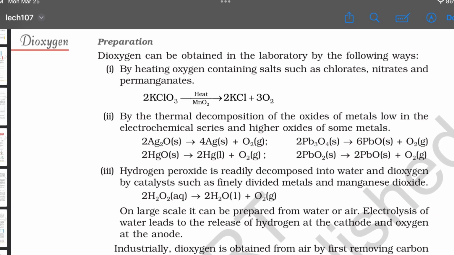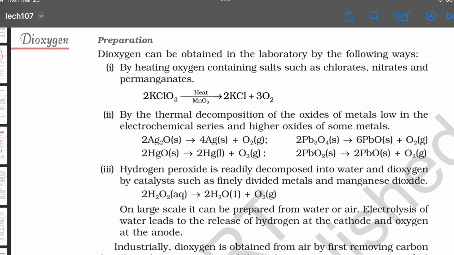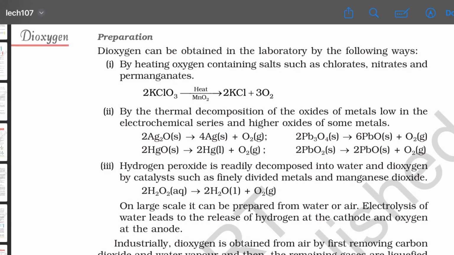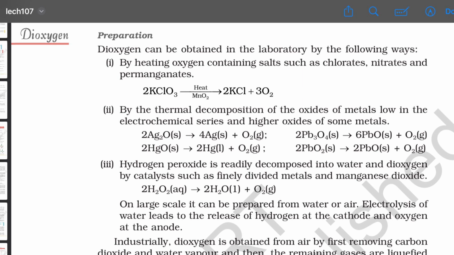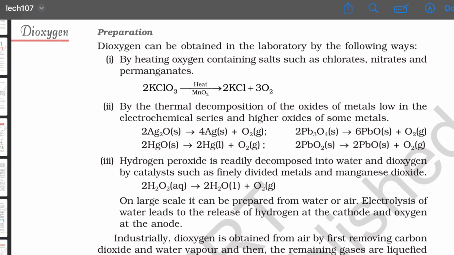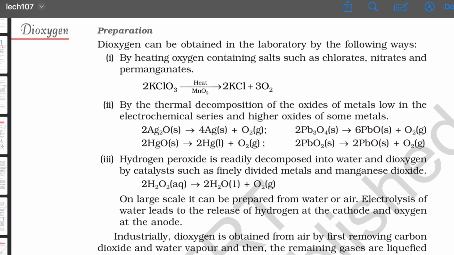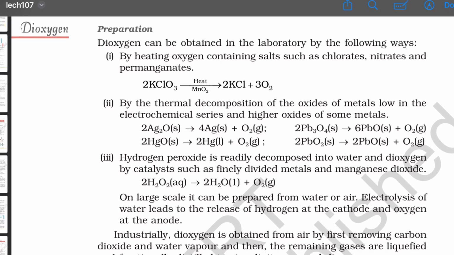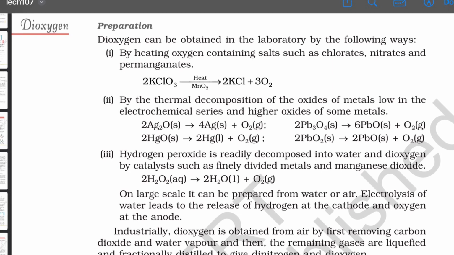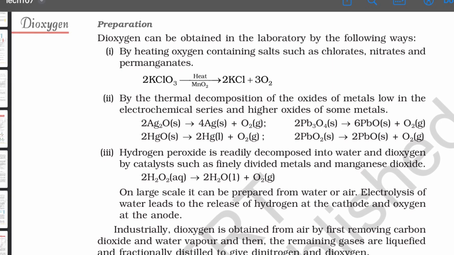Coming to dioxygen. Okay, now we'll complete dioxygen also in this session. We'll go with ozone in the next one. Dioxygen preparation. Dioxygen can be obtained in the laboratory by the following ways: by heating oxygen containing salts such as chlorates, KClO3, on heating gives KCl and O2. Nitrates, NaNO3, on heating gives NaNO2 and O2. And permanganates, KMnO4, on heating gives K2MnO4, MnO2 and O2.